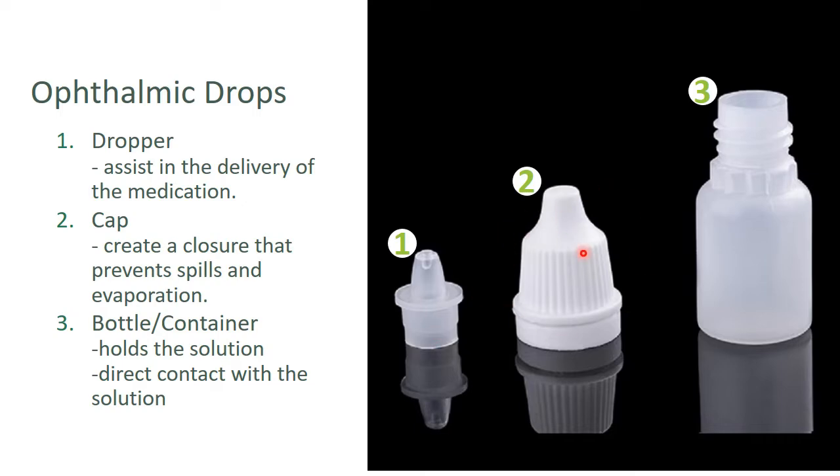Next is the cap. The cap serves as a closure to prevent spills and evaporation. It also prevents the dropper from contamination. And lastly is the bottle or the container, which holds the solution and may be in direct contact with the solution.